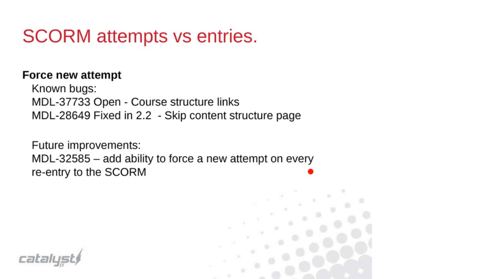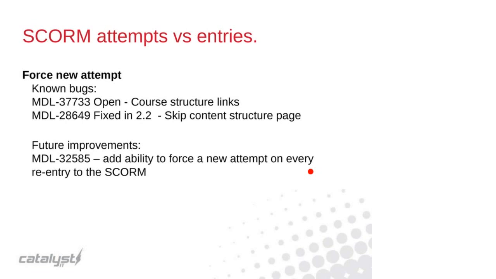There are some bugs at the moment with force new attempt. There's a few. MDL 37733 relates to when the course structure displays on the SCORM entry page. There's another setting in the Moodle SCORM settings that allows you to display the structure of the SCORM package on the entry page before they enter the actual SCORM. And if you click on the links within that structure, then force new attempt gets ignored. It's a bit of a problem and should get resolved pretty soon.